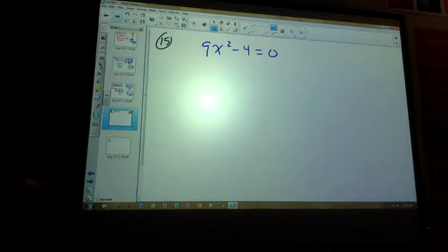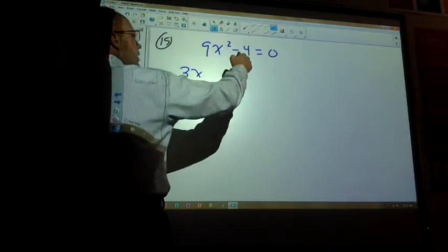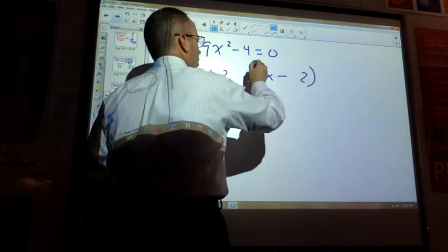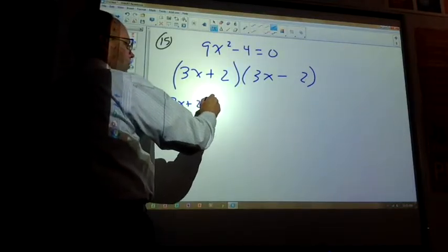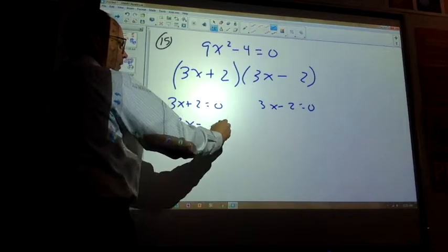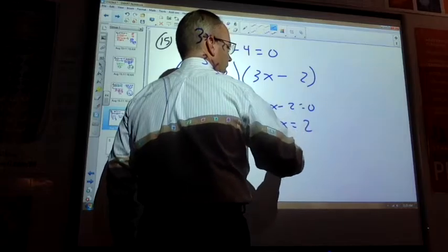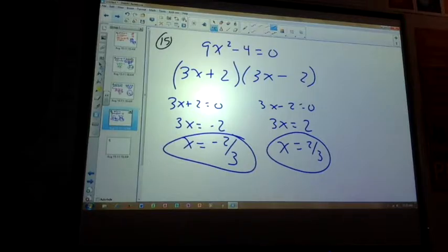Difference of two squares. Okay? So the square root of the first is 3x, the square root of the second is 2. I get 3x and 2. Make them conjugates of each other, meaning they're the exact same binomial with one sign different. I want to solve it. It's equal to 0, so let's set each of these equal to 0. Subtract 2. Divide by 3. Add 2. Divide by 3. So I get negative 2/3 and positive 2/3.